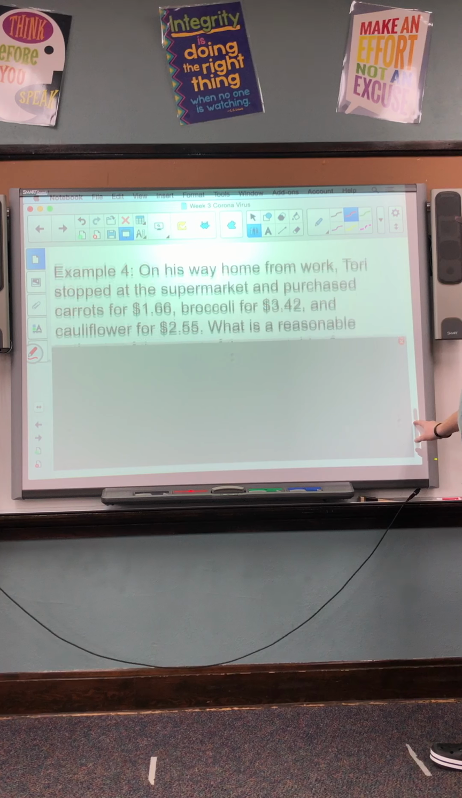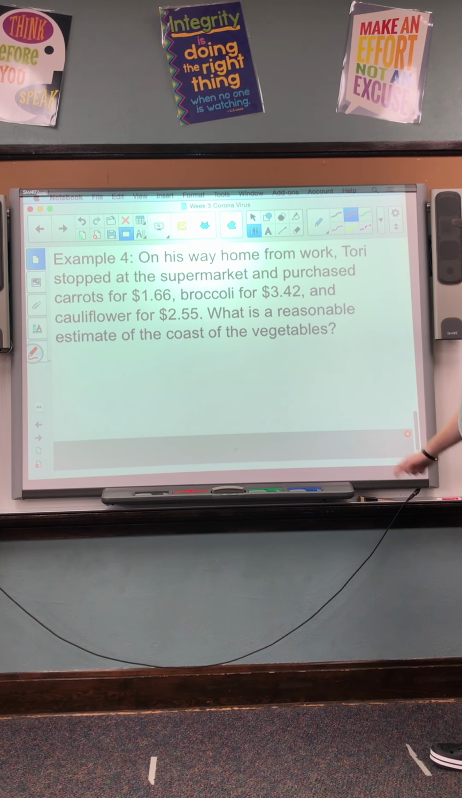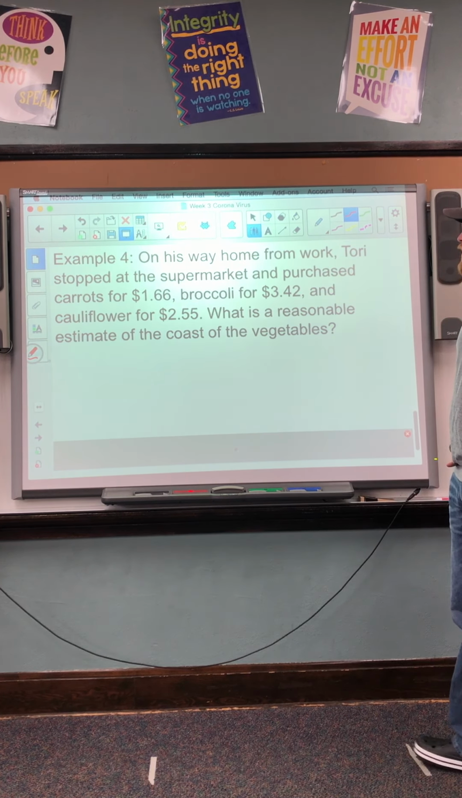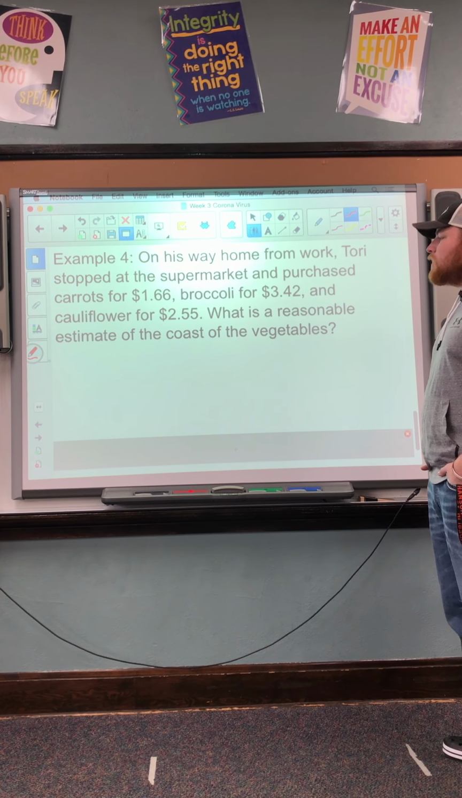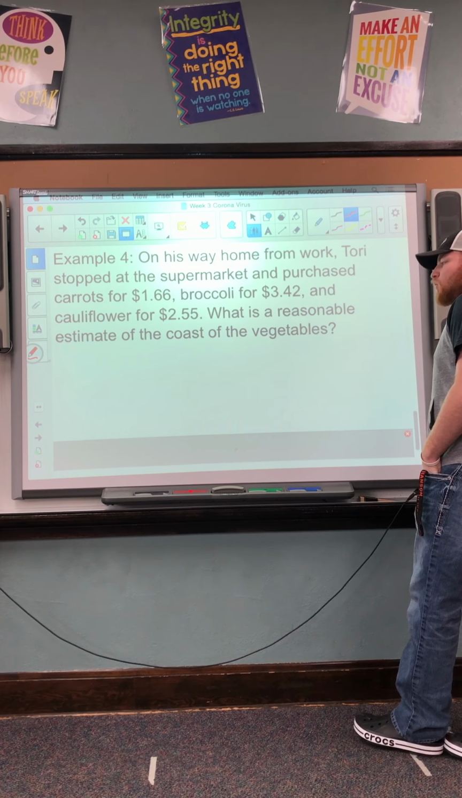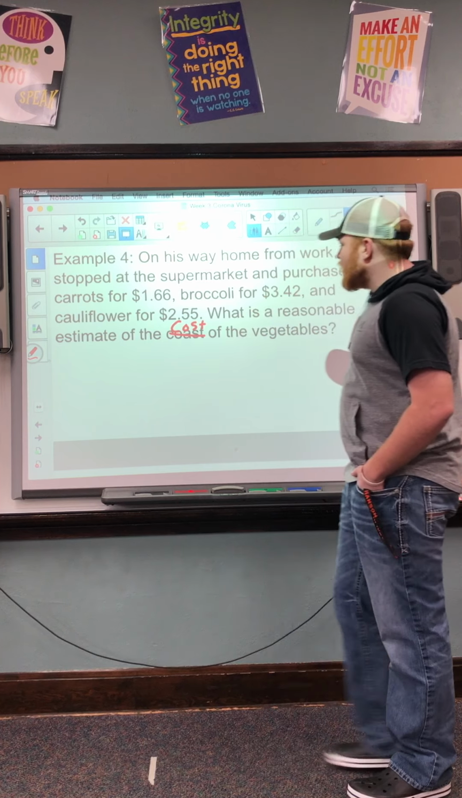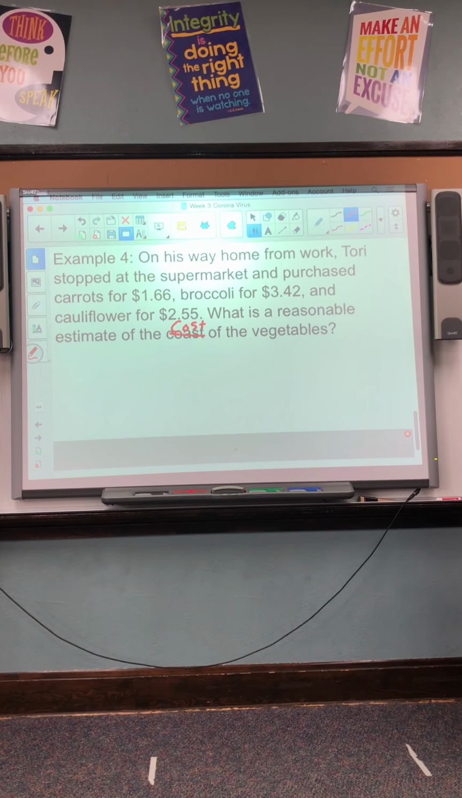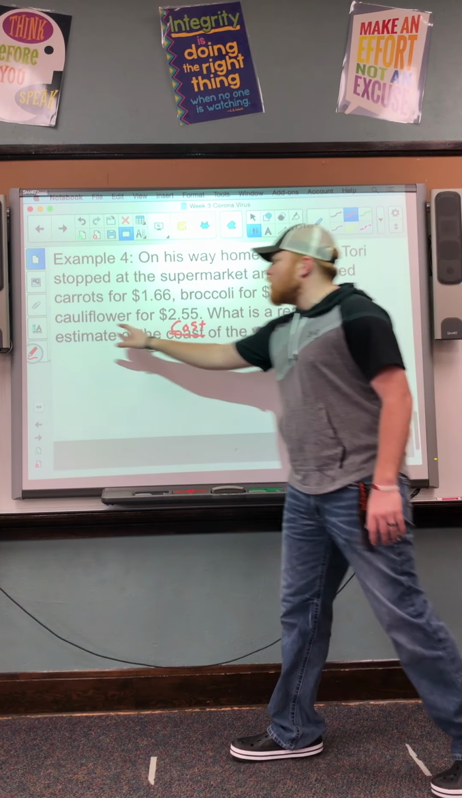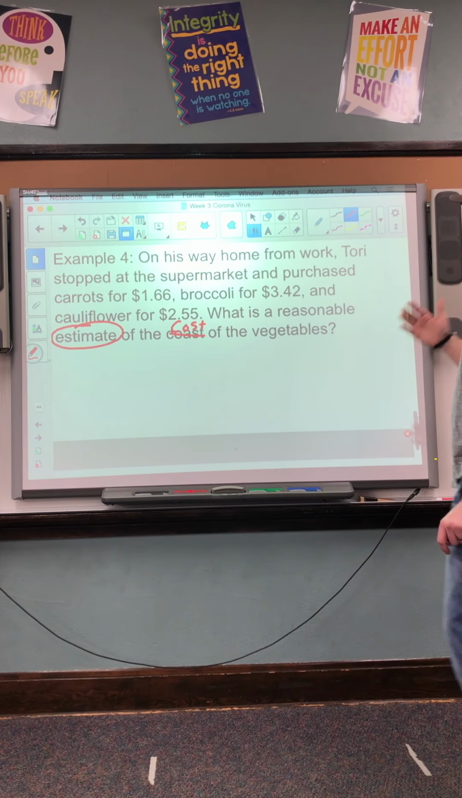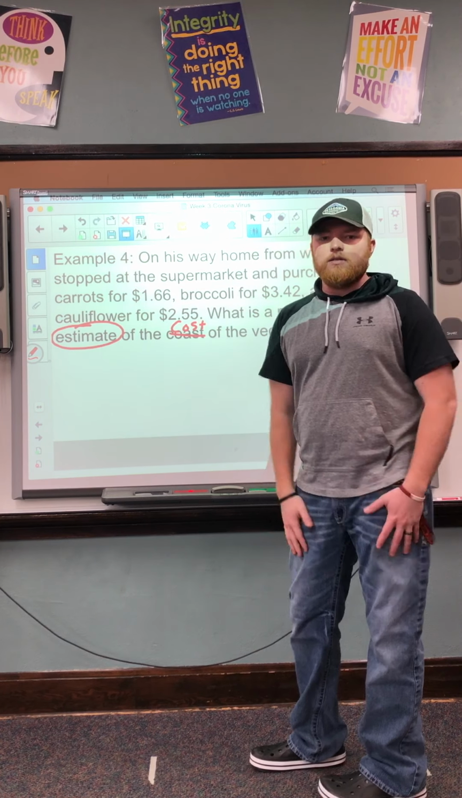And then last example. On his way home from work, Tori stopped at the supermarket and purchased carrots for $1.66, broccoli for $3.42, and cauliflower for $2.55. What is a reasonable estimate of the cost, not cost, should be cost. Everyone makes mistakes. Cost of the vegetables. Okay, so now it's asking for a reasonable estimate. So now we have to estimate these numbers. Now what I would do, I would round them to the nearest tenth.